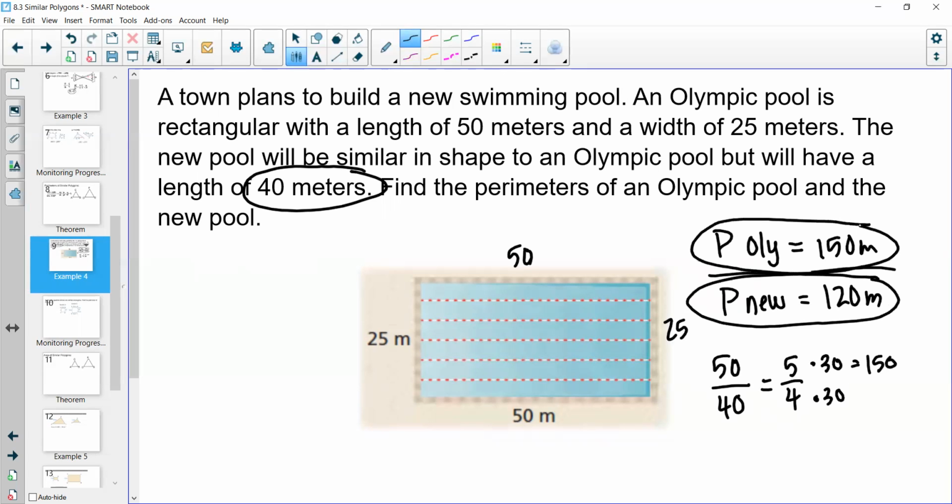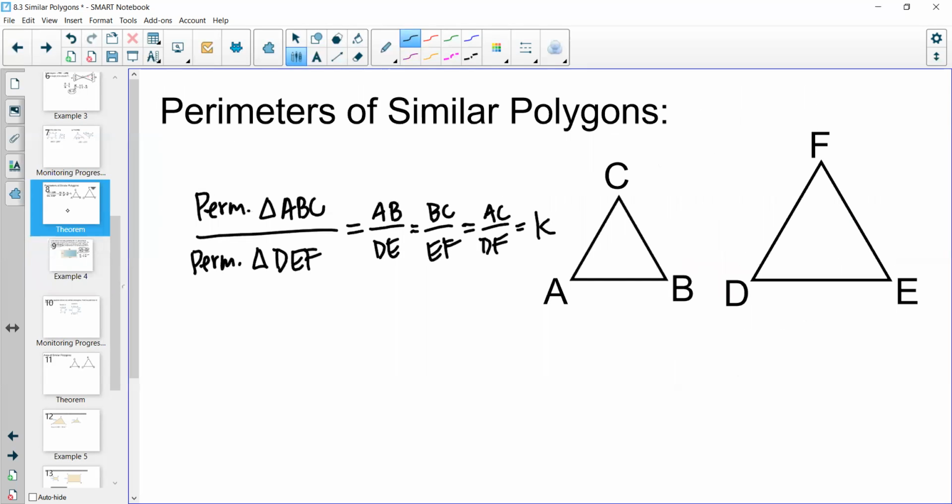The perimeter of our old one will be 150. And we know that because their ratio has to be the same as the scale factor. How awesome is that? So again, if we're finding the perimeter of a similar polygon, the proportion of the perimeters is going to be the same as the scale factor or the proportion of the sides.